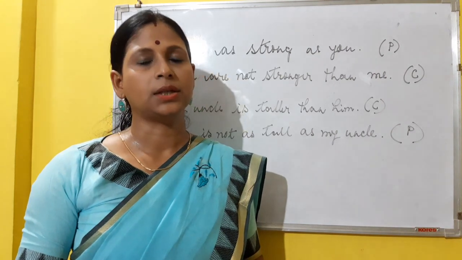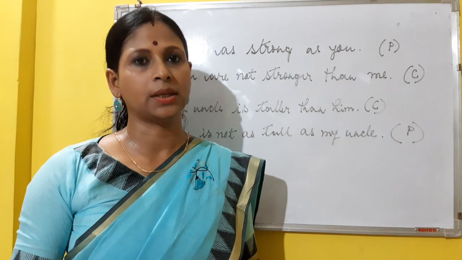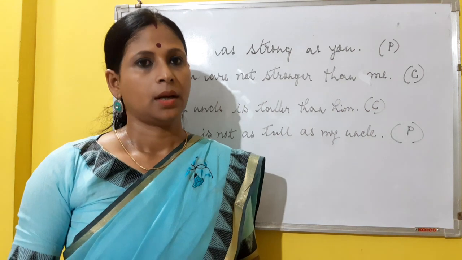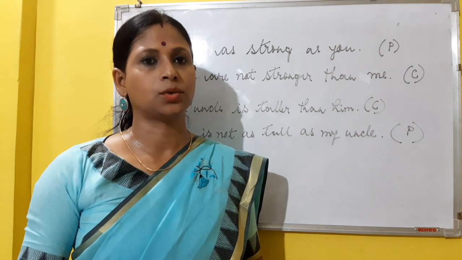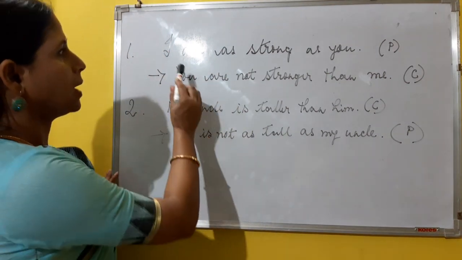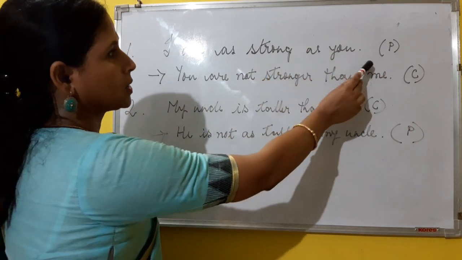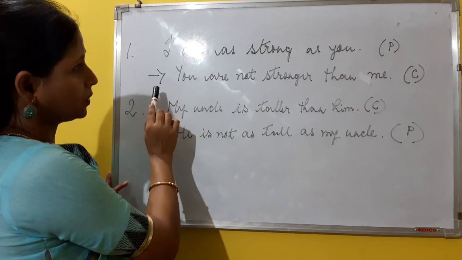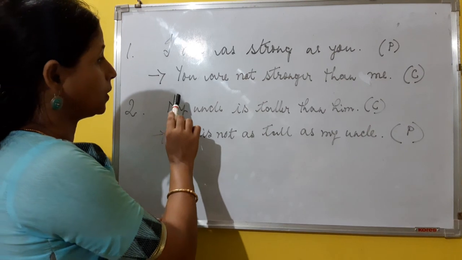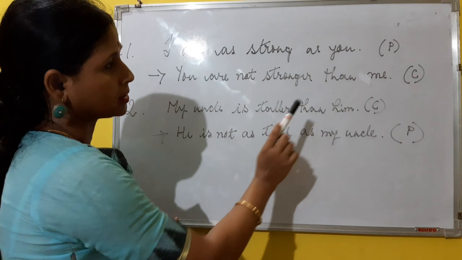So this is how we interchange the degrees of comparison. Always remember, while doing that, we can never change the meaning of the sentence. I would like to conclude today's session with two more examples. I have already written them. The first one, I am as strong as you. Strong. So this is in positive degree form. If we are asked to change it to comparative, without changing the meaning, how will we write? You are not stronger than me. This is the comparative form.